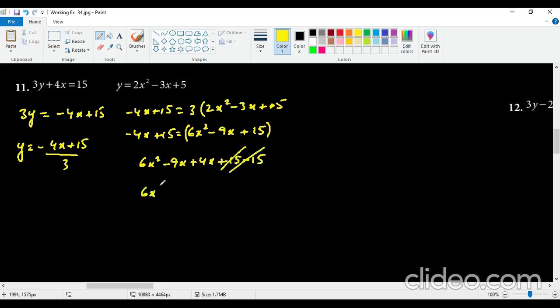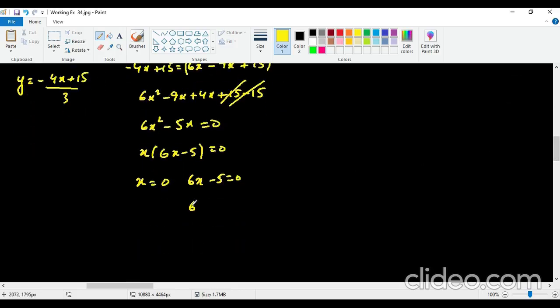So 6x square minus 3x minus 9x and plus 4x is going to give us minus 5x, or 0, so x(6x minus 5). So first value of x is 0. Second value of x is going to be 5 over 6, which is equal to 0.83. So you have got the value of x. First value of x is 0, and second value is 0.83.